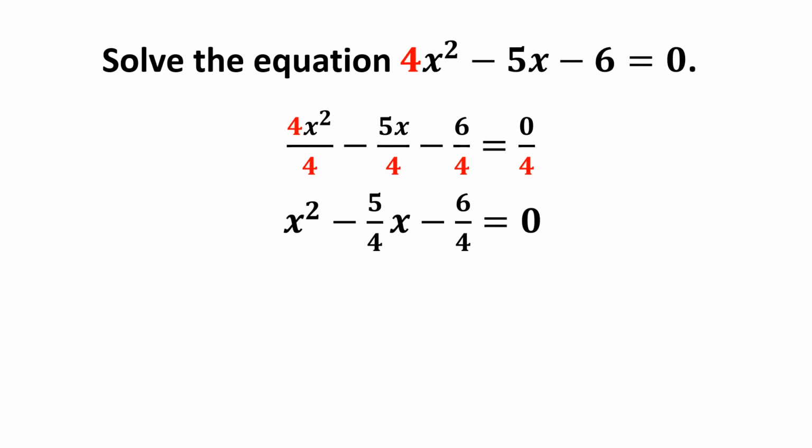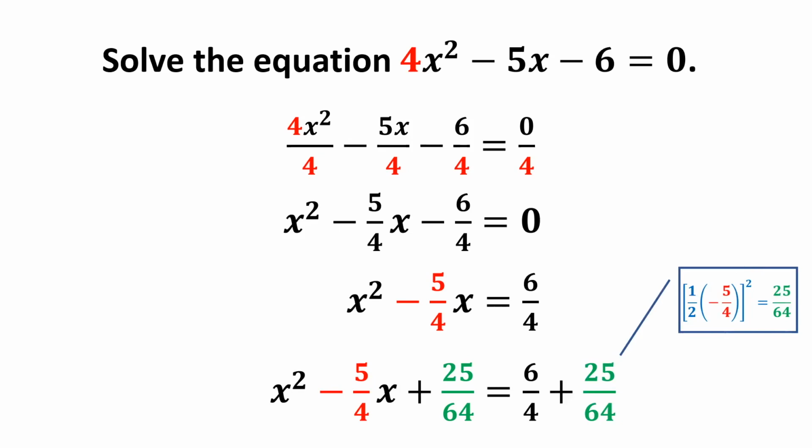x squared minus 5x over 4 minus 6 over 4 is equal to 0. Isolate the constant term to the right side by mentally adding 6/4 to both sides. That gives the equation x squared minus 5/4 x is equal to 6/4. Make the left side a PST by adding the square of 1/2 of negative 5/4. That means adding 25 over 64 to both sides. Factor the PST on the left and combine the fractions on the right.